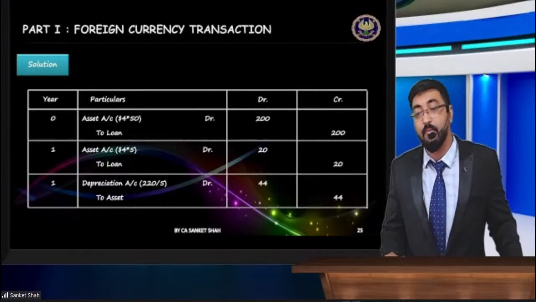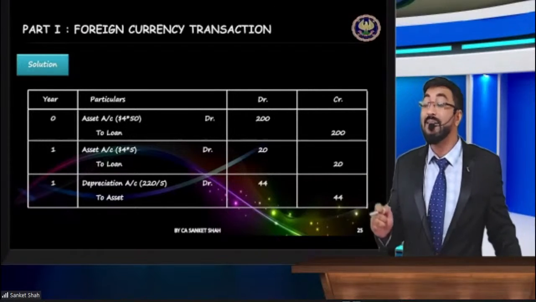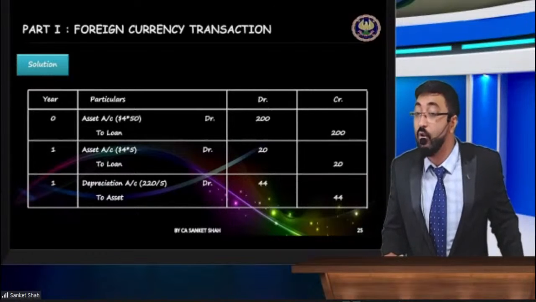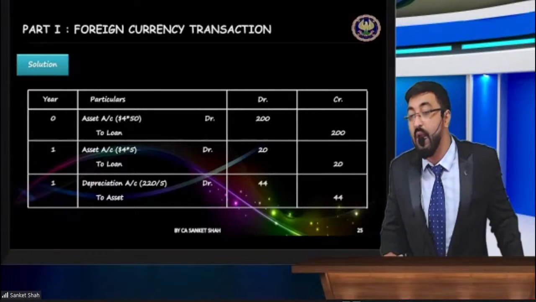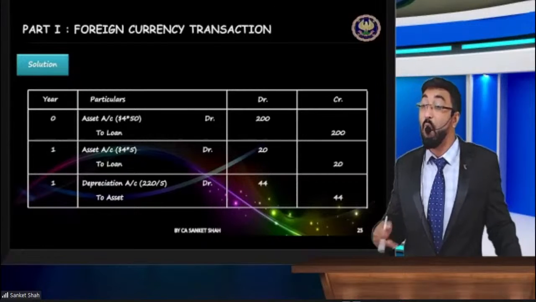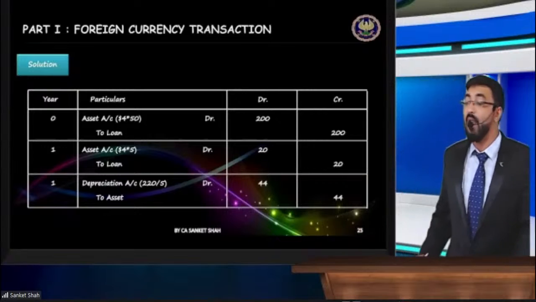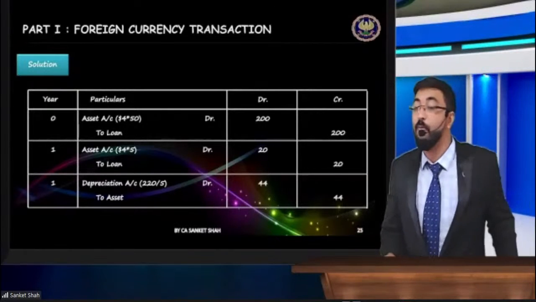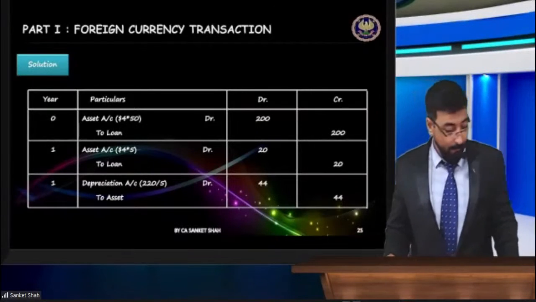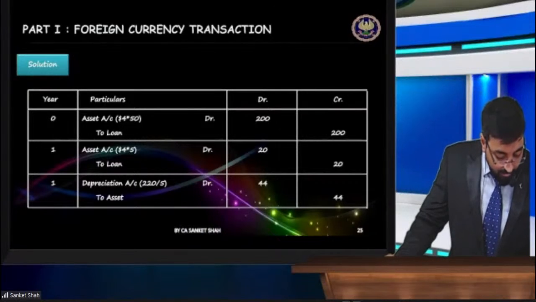Normally we adjust it in the profit and loss account, but para 46A gives you the exception that you will add it to the asset account, and now your depreciation is on the revised amount, that is 200 plus 20 divided by 5. Life of the asset is 5 years, and therefore it will be 44. Yes, now tell me whether you are clear with the concept.